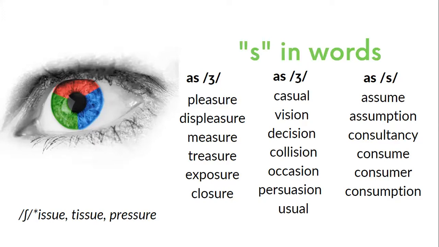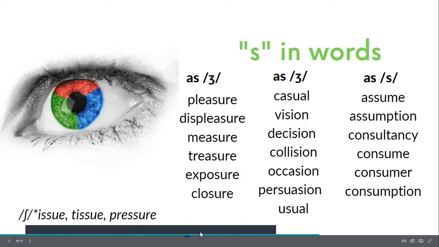Then two S's in these words give the sound sh. Issue, tissue, and pressure. In these words, I put an asterisk because you could actually say issue or issue. You could say tissue or tissue. But for pressure, please, it's just pressure. No issue, tissue, no pressure, or things like that.